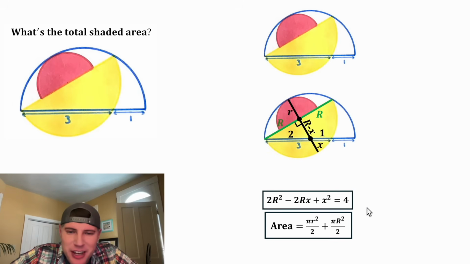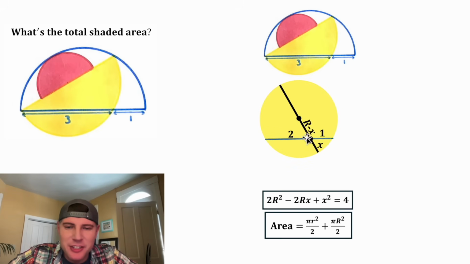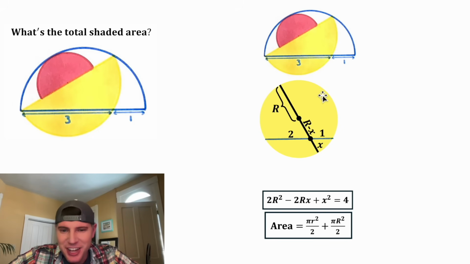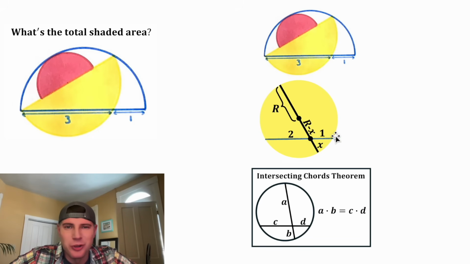Now for the next step, let's complete the yellow semicircle and make it an entire circle. Let's extend this up to here, and let's focus on the yellow circle and these two chords. This is a radius of the yellow circle, so it's going to be equal to big R. And now we can write another equation using the intersecting chords theorem. Anytime you have two chords intersecting in a circle, it'll always be true that A times B is equal to C times D. And that's going to be true for any pair of intersecting chords.